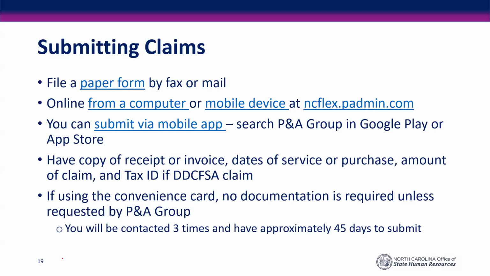If you are submitting a manual claim, have a copy of your receipt or invoice, dates of service or purchase, and the amount of the claim. If it's a dependent daycare account claim, then you want to have the tax ID of either the daycare provider, the after school care service, or if it's a person watching your child for you to work, then their social security number. If you use a convenience card, you do not have to submit documentation unless it's requested from you. Once it's requested, it will be requested 3 times before they shut off your card, and you have approximately 45 days to submit.